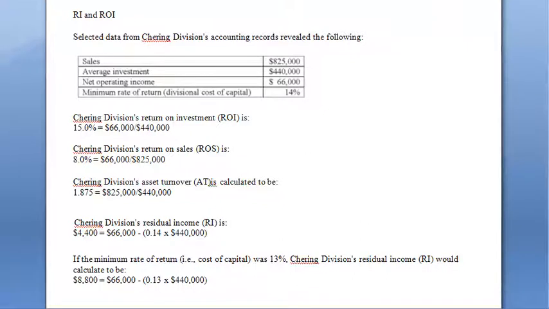There are some disadvantages in your textbook on pages 854 to 856 that you should read. And one of the major disadvantages is just the short-term nature of this type of metric.